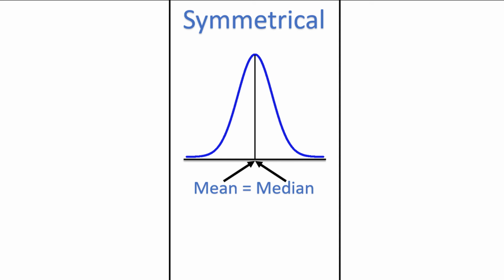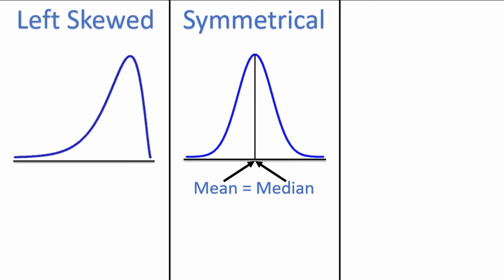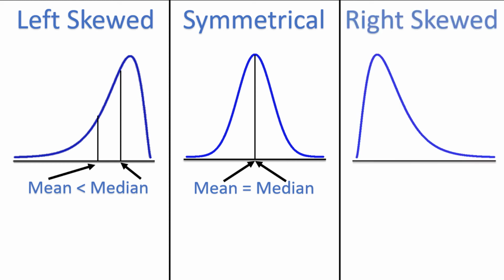A distribution that looks like this one, with its tail to the left, is called a left-skewed or negatively skewed distribution. In a skewed distribution, the mean and median are different. Specifically, in a left-skewed distribution, the mean will be smaller than the median. A distribution that looks like this one, with its tail to the right, is called a right-skewed or positively skewed distribution. In this case, the median will be smaller than the mean.